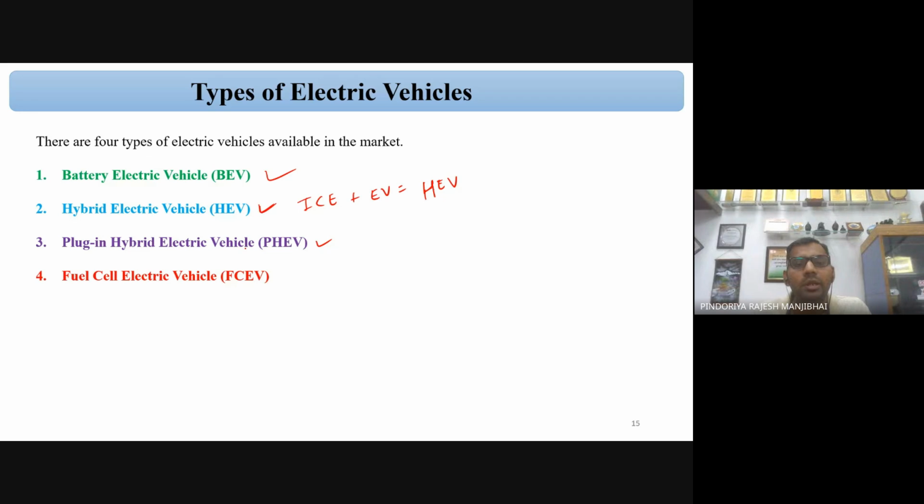But plug-in hybrid electric vehicle, you have to compulsorily charge your battery by plug-in. So we have to connect the external source and then charge our battery. Then we can say it is a plug-in hybrid electric vehicle. And last one, there is a fuel cell electric vehicle. It is nothing but hydrogen vehicle.